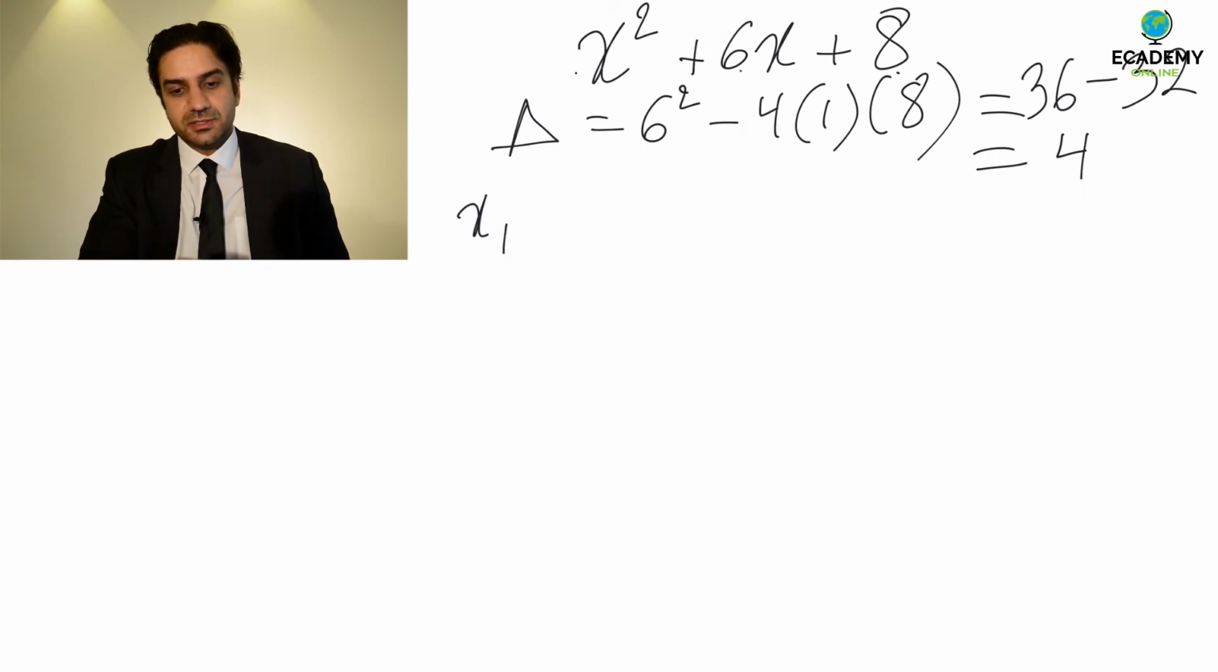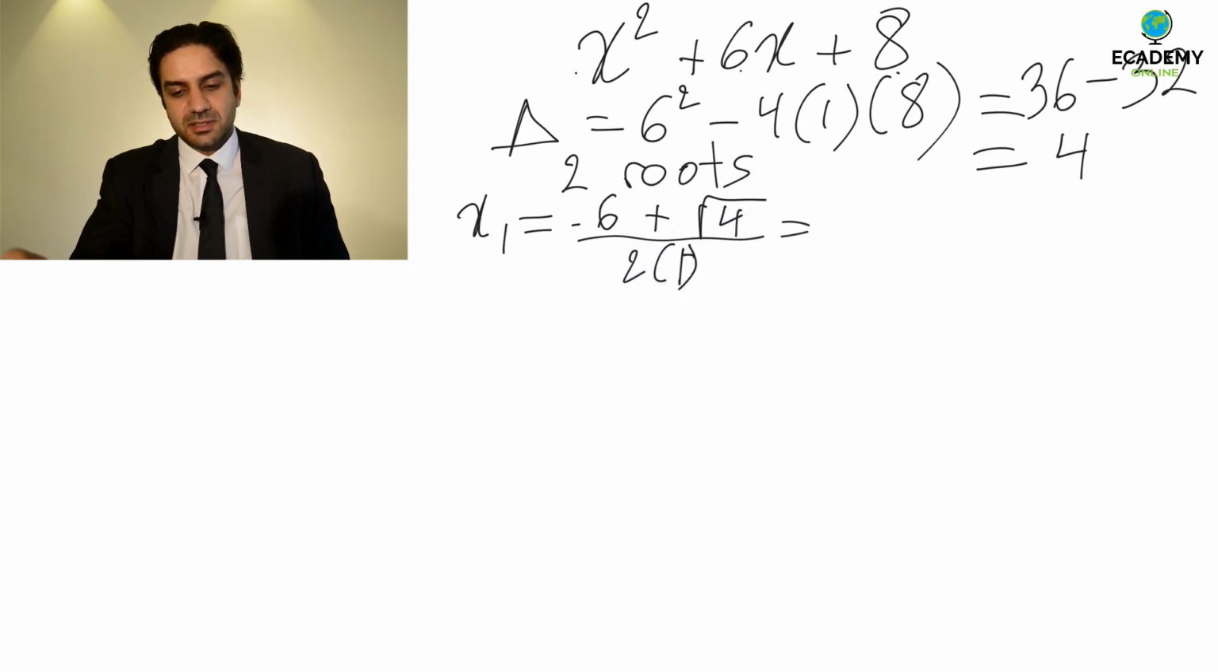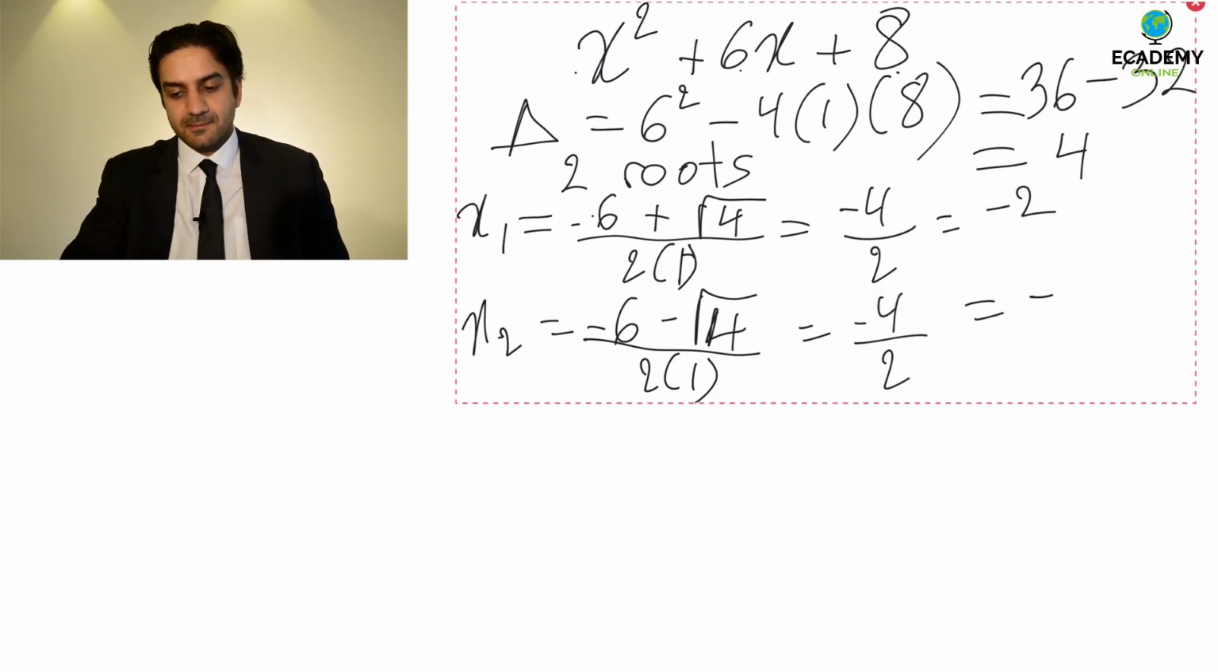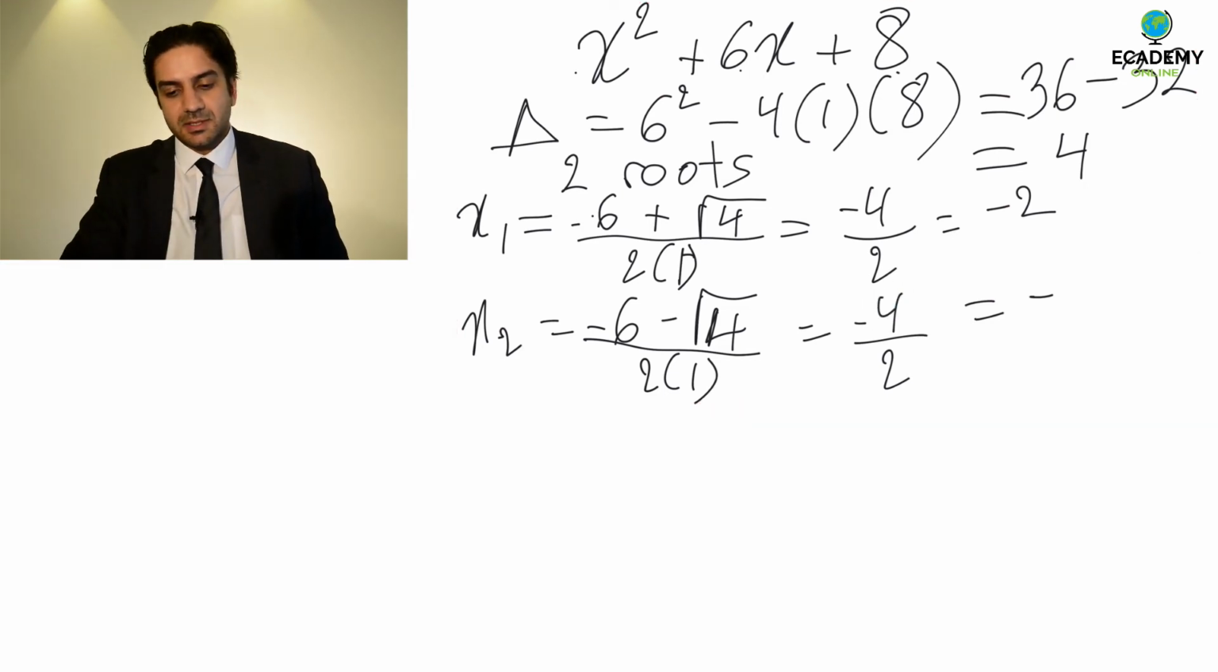x1 in this case, that means two roots, of course, two solutions. x1 is equal to minus b, so minus 6, plus radical 4, over 2 times a, times 1. So it's equal to minus 6 plus 2 over 2, so minus 4 over 2, which is equal to minus 2. x2 is equal to minus 6 again, minus radical 4, over 2 times 1. So minus 6 minus 2 is minus 8 over 2. So this will be minus 4 altogether.